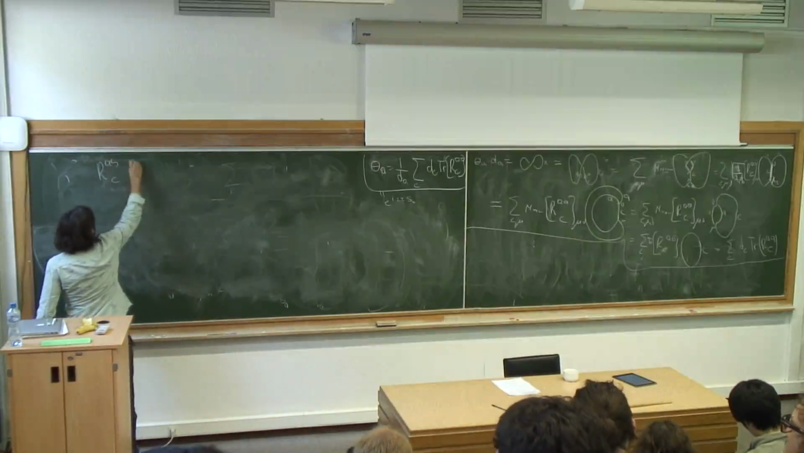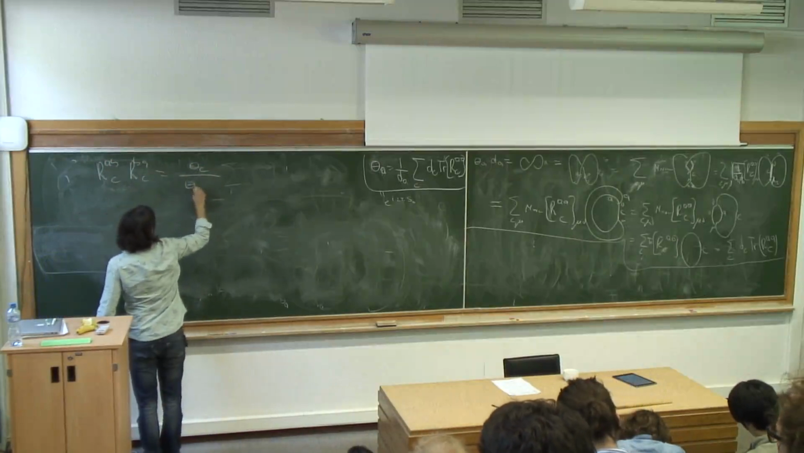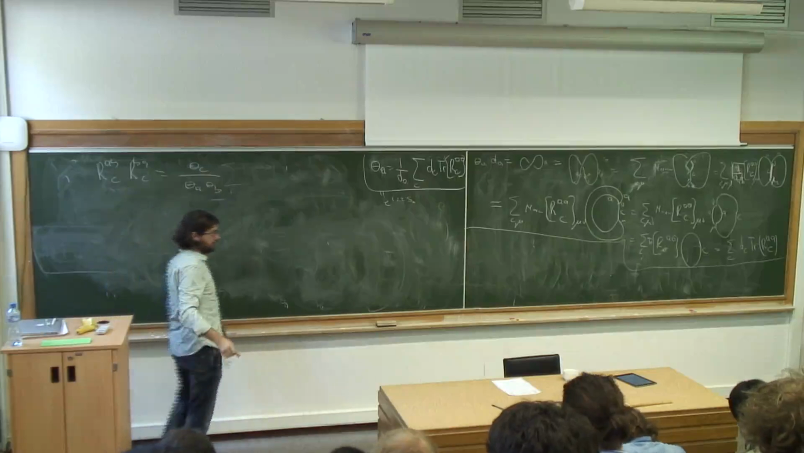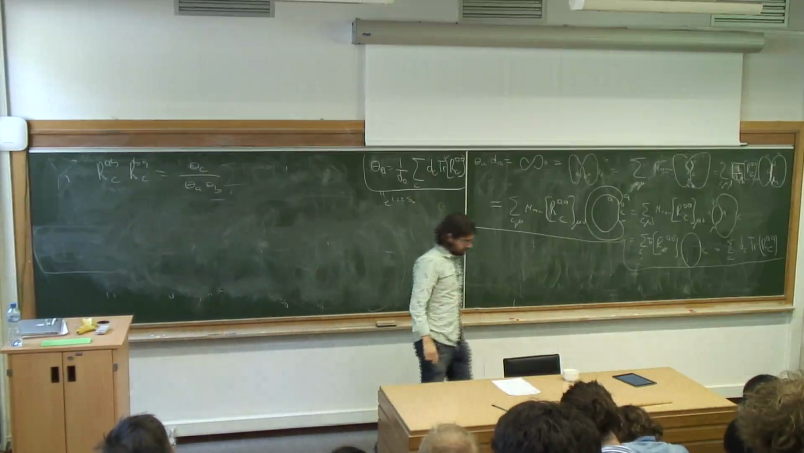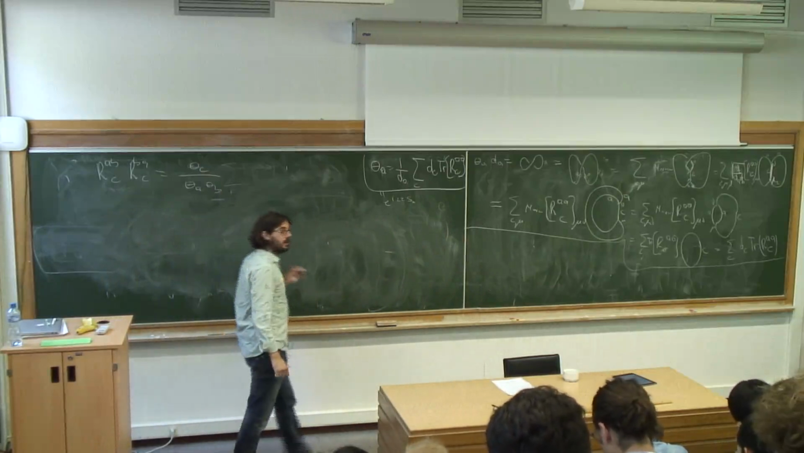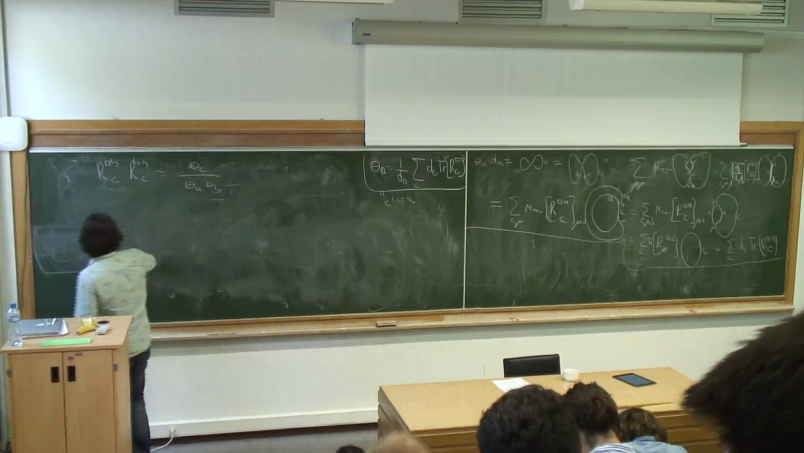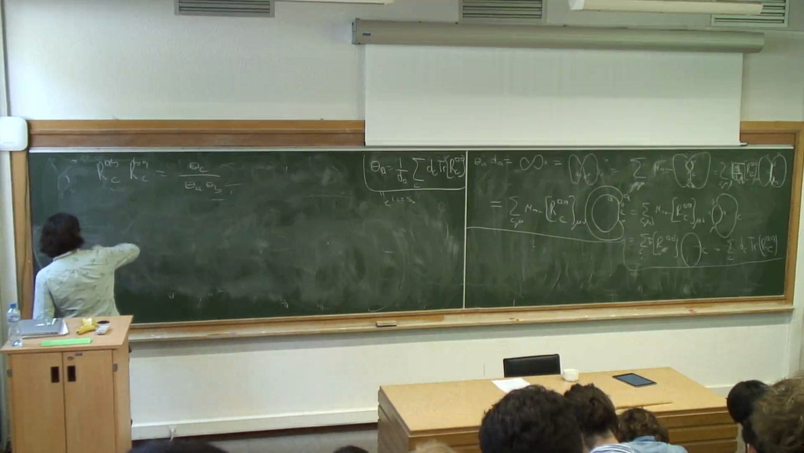R^{AB}_C R^{BA}_C is equal to theta_C over theta_A theta_B. Okay? And I need to be a little careful here. To obtain this, I'm going to look at the following.